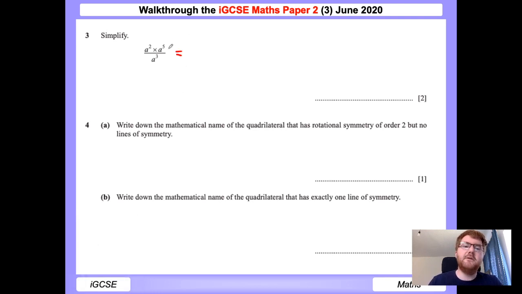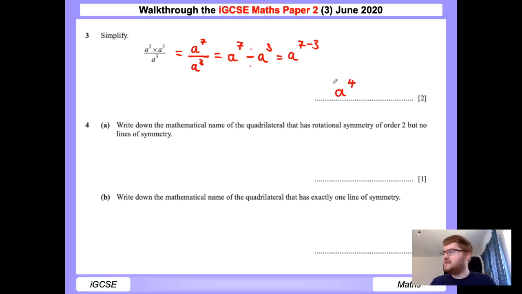So let's just remember that if we're multiplying indices, we add the small numbers. So a squared times a to the power of 5 is equal to a to the power of 7. Notice I'm leaving the bottom alone for the time being. And this operation here is the same as saying this. I'm just using a different symbol for dividing. And whenever we're dividing with indices, we minus these numbers here. So we get a to the power of 7 minus 3, and that will give us our final answer, a to the power of 4, like so.